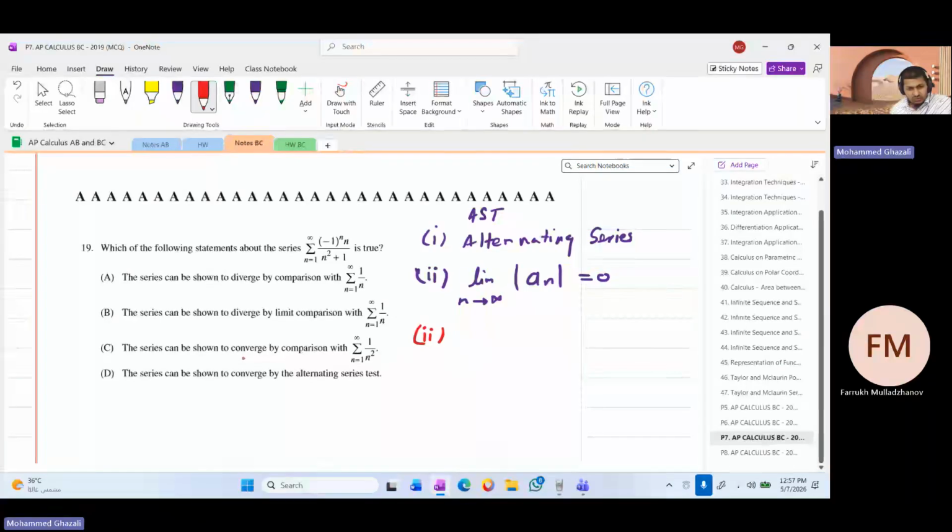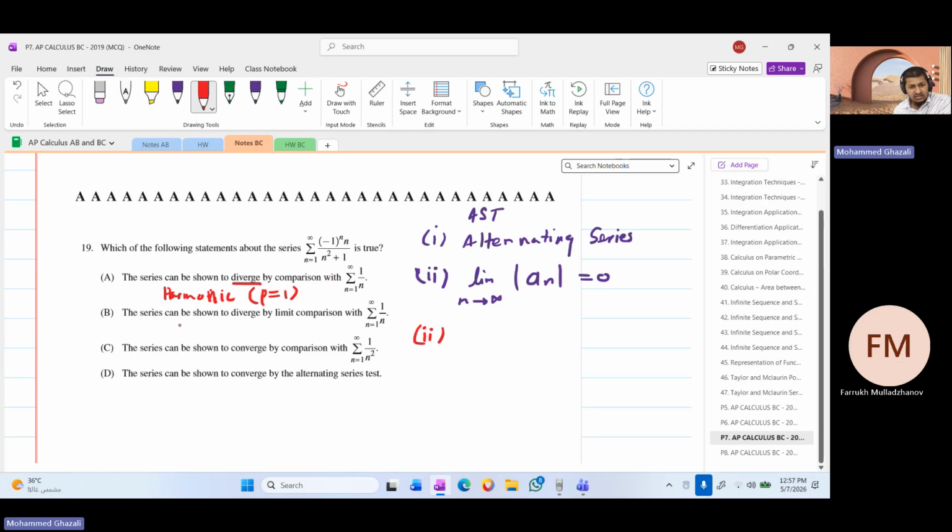The series can be shown to converge by comparison of... no, you can't compare with 1 over n squared. Anyway, remember this here diverges. No, it's not diverging by comparison. This is diverging because of 1 over n. 1 over n is what? 1 over n is harmonic, which is p equals 1. This is a p series.